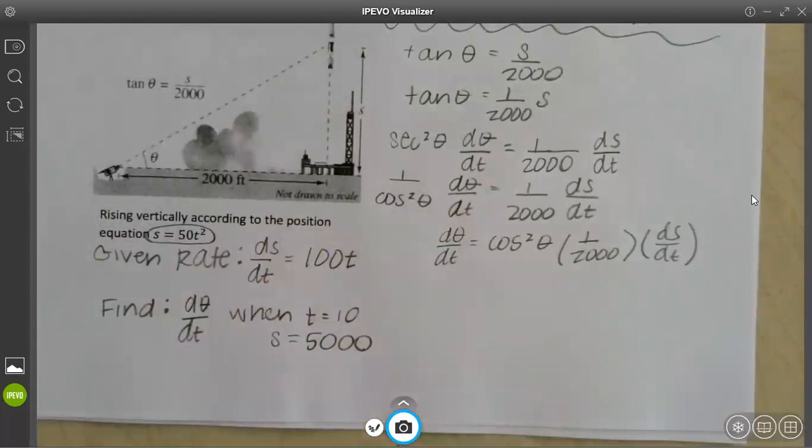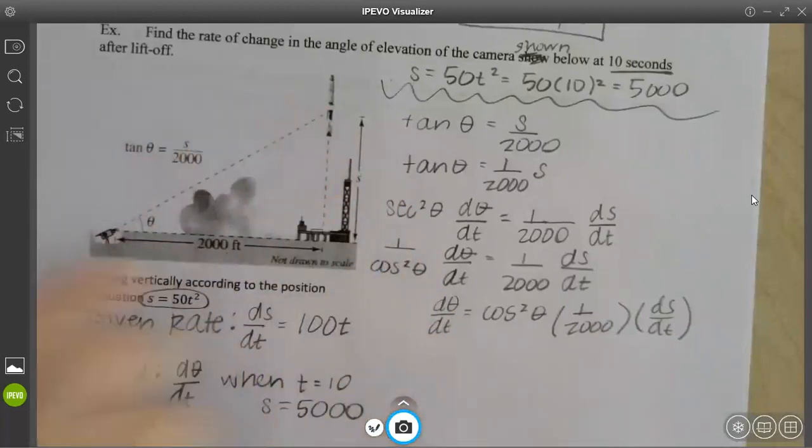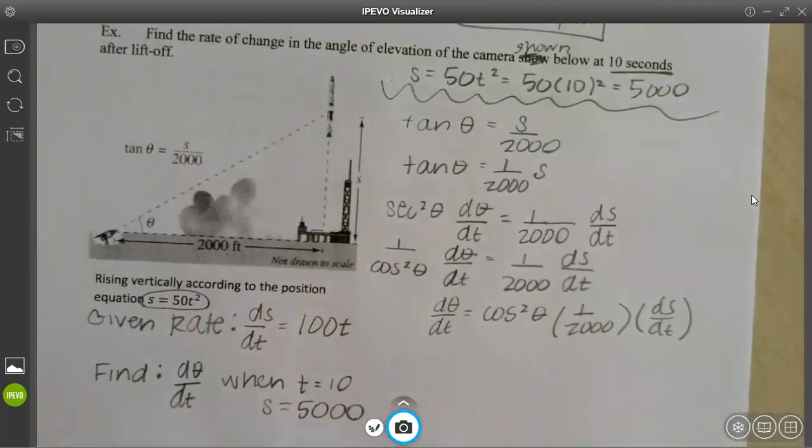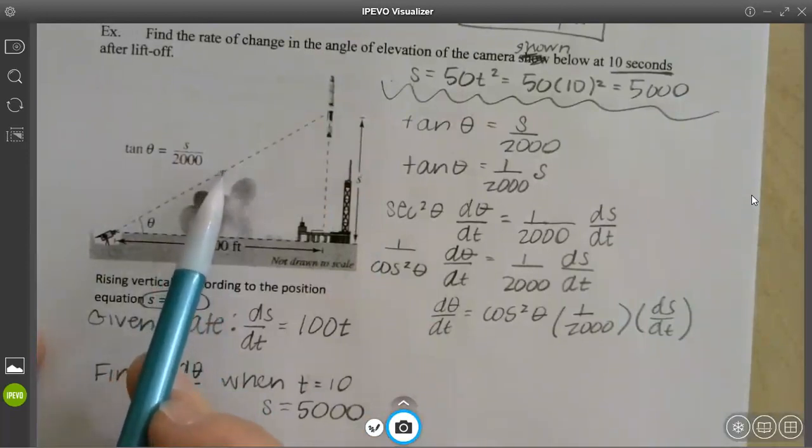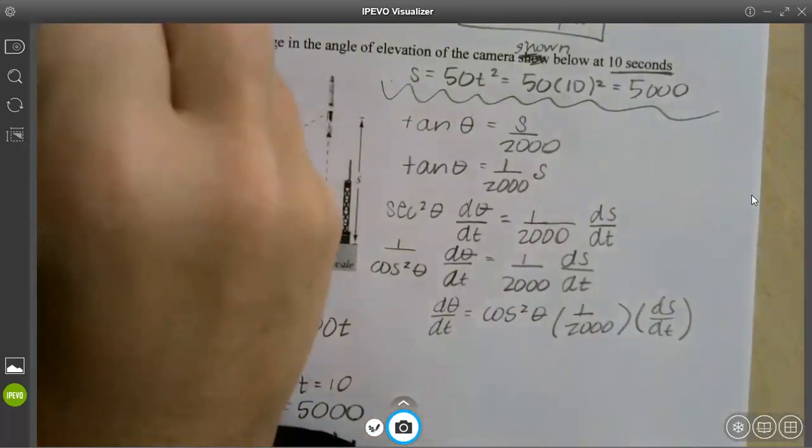So my problem was I didn't know ds dt, and I definitely need to solve for it. So how would I figure it out? Well, what is the derivative of S? Where is it at in this problem? So now the other thing that I need to fix is this cosine squared theta. Well, the only way I can make it values is to use this triangle. So what is your cosine ratio when you're talking about a right triangle? Okay, so I have adjacent, because our adjacent is 2000, but I don't have our hypotenuse. So how do I figure out our hypotenuse? Pythagorean theorem.